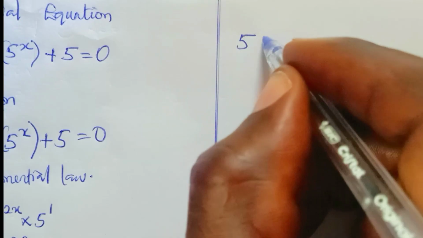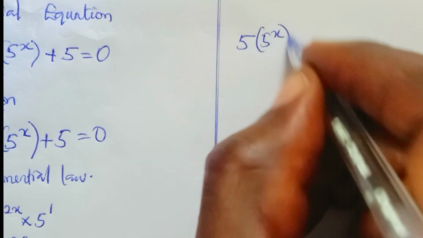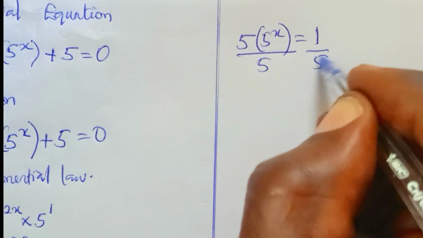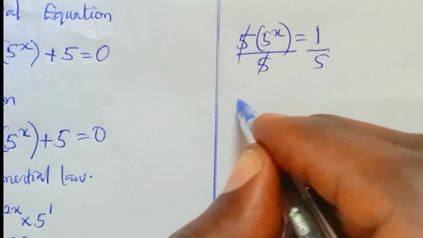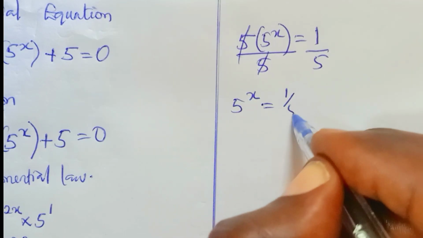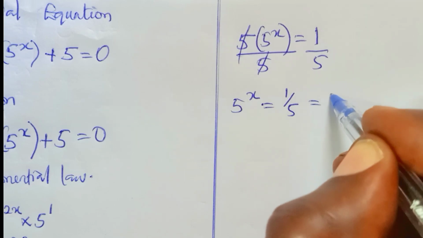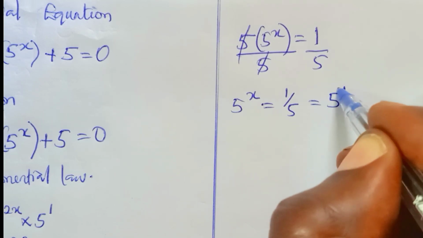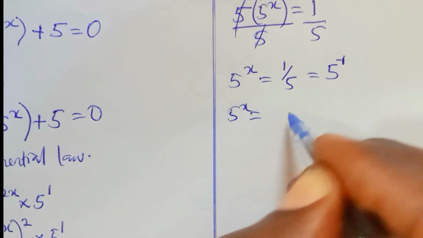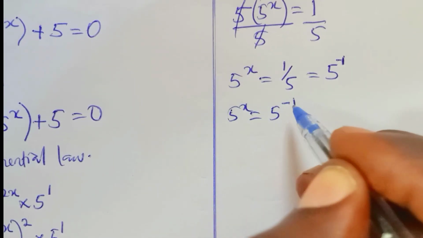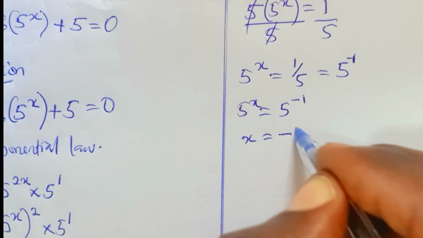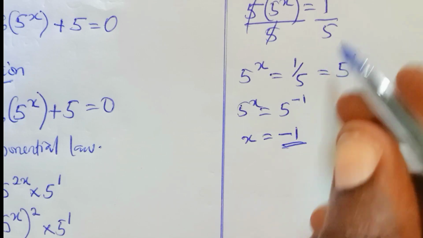5 times 5^x is equal to 1. Divide both sides by 5. 5 cancels 5. We have 5^x, which is 1/5, and this is the same thing as 5^(−1). Therefore, 5^x is equal to 5^(−1). Equating the powers, we have x equal to −1. That's for the first one.